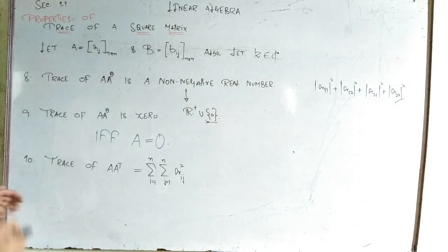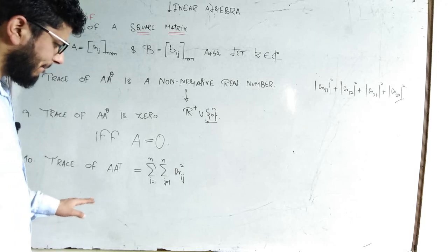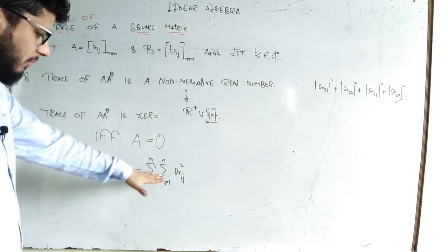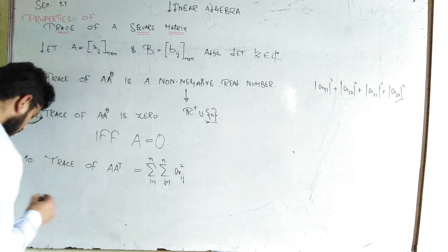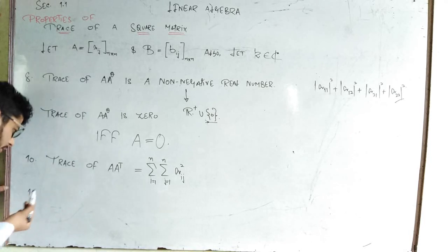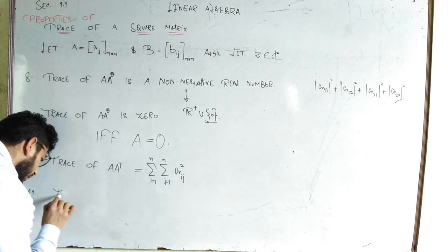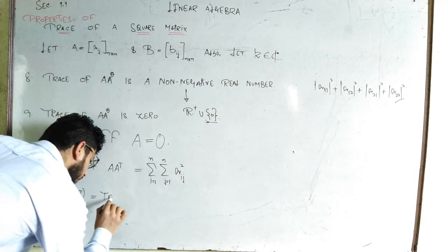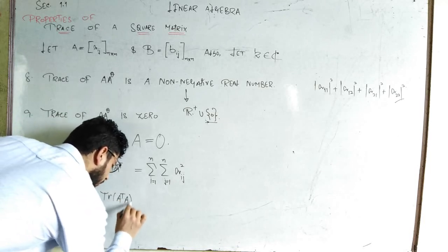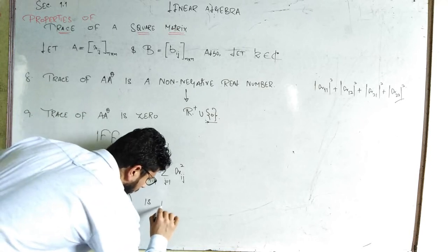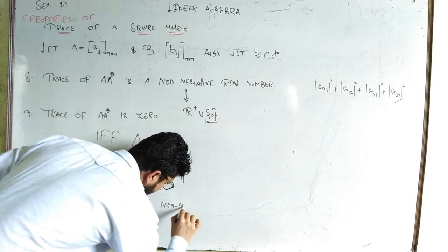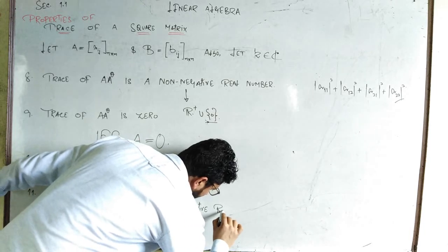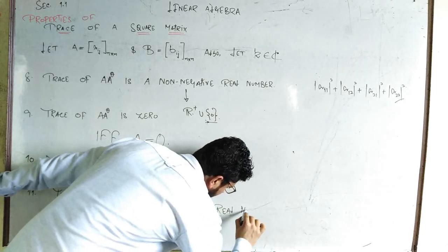Now at this point of time, this matrix A is a real matrix, right? This matrix A now is a real matrix, and trace of this will come out to be this. Here you will remember A is real. So the property number 11 is that trace of A transpose, again similar, right, then trace of A transpose A is a non-negative real number.